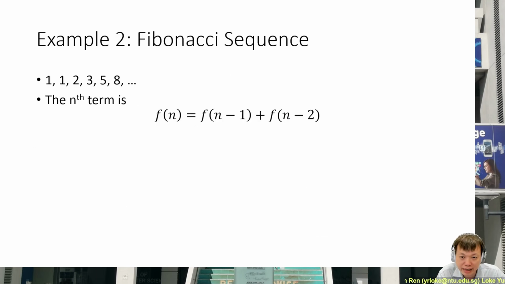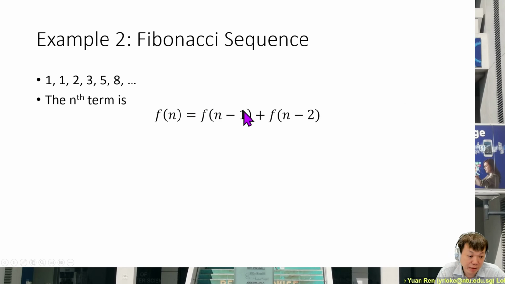Maybe I can give you another example, a well-known sequence, the Fibonacci sequence. You may have learned it before. Initially it is 1, 1. Then the next number is the sum of the previous two, 1 plus 1, so it's 2. The next one is 1 plus 2, which is 3. Then 2 plus 3, you get 5. 3 plus 5, you get 8. Then 5 plus 8, you get 13. Then 8 plus 13, you get 21, and so on and so forth.